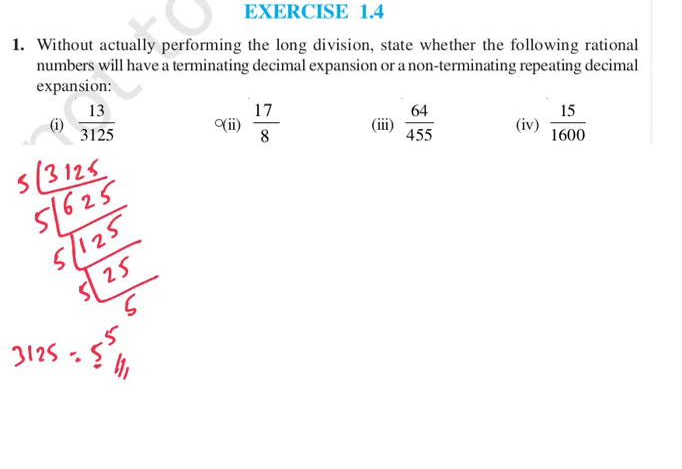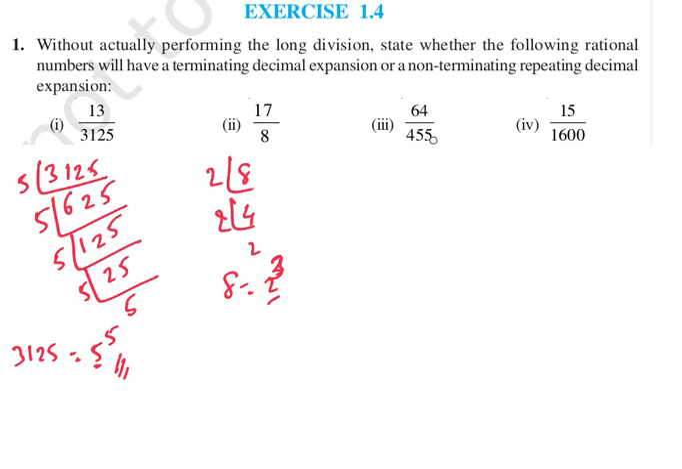Next, 17 by 8. We'll take 8. If you factorize 8, we get 2 three times, by the second table, 2 times. So, this 8 we can write as 2 cube. So it has only the prime number 2. So either 2 or 5 or 2 and 5 both, if it is coming, that kind of decimal expansion will terminate. So 17 divided by 8 will give a terminating decimal number.